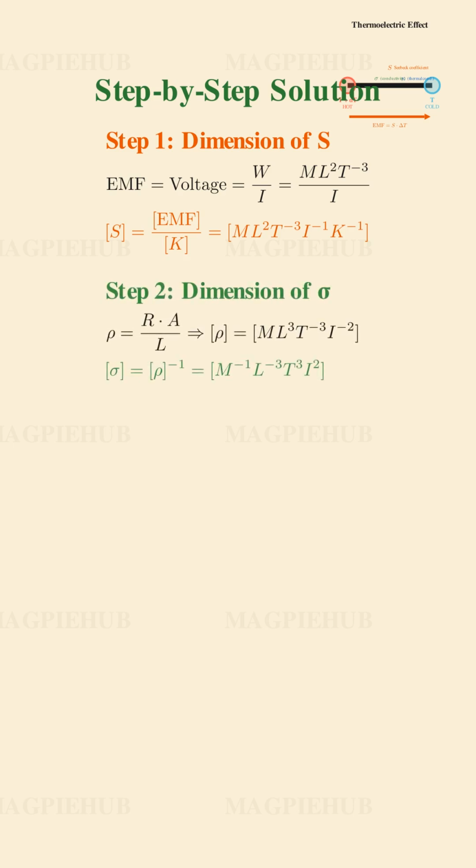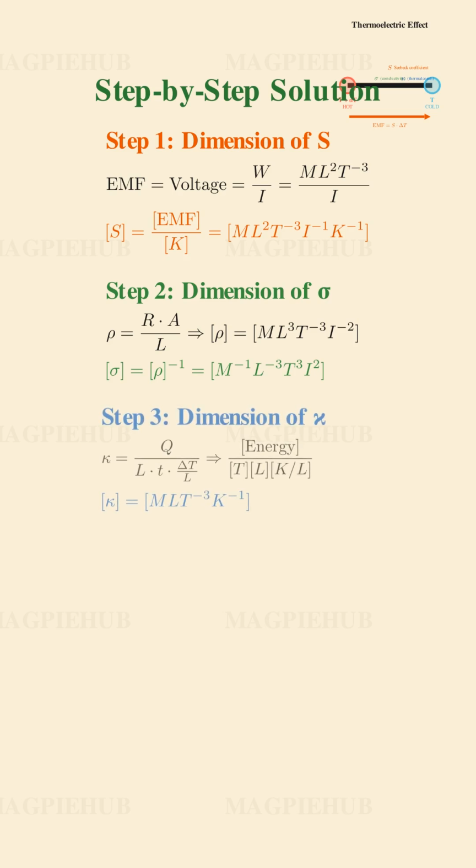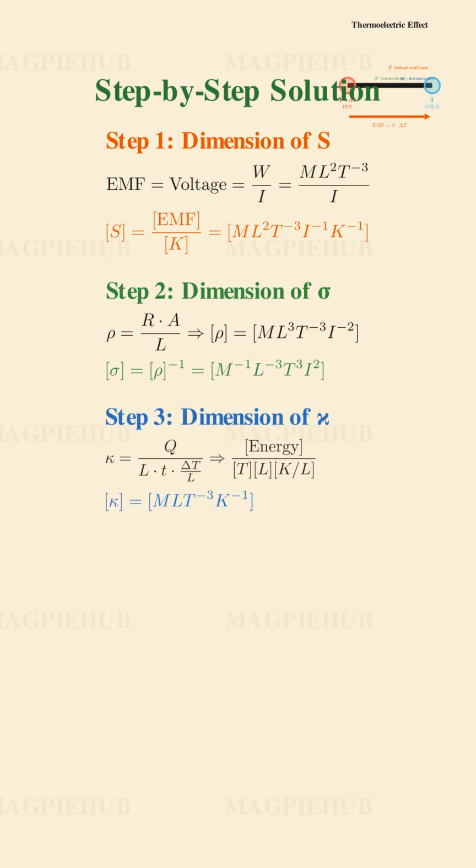Step 2. Electrical conductivity sigma is reciprocal of resistivity. Resistivity rho has dimensions M L cubed T to the minus 3 I to the minus 2. So sigma has dimensions M to the minus 1, L to the minus 3, T cubed, I squared. Step 3. Thermal conductivity kappa has dimensions M L T to the minus 3 K to the minus 1.